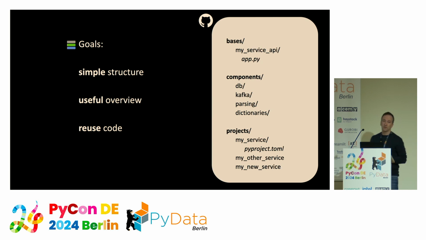But the most important thing, from my perspective, is that it makes it easy to share and reuse code. Because all of these services point to something in the components and bases folders. So you have one version of the Kafka producer. You have one version of the code that lives there. Everyone references only that. And if you make changes in one place, everyone will get that change. So it's really simple to reuse code. That's the most important thing.